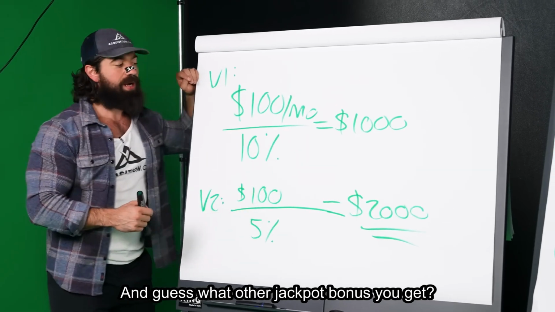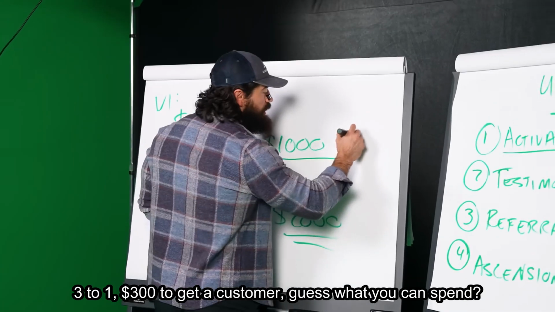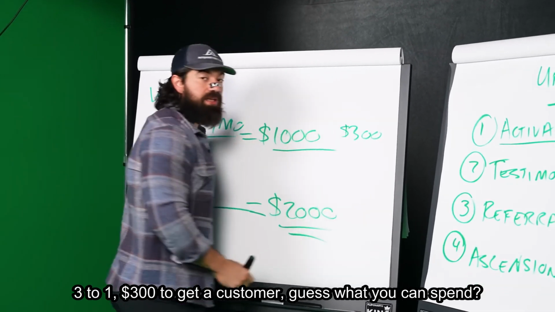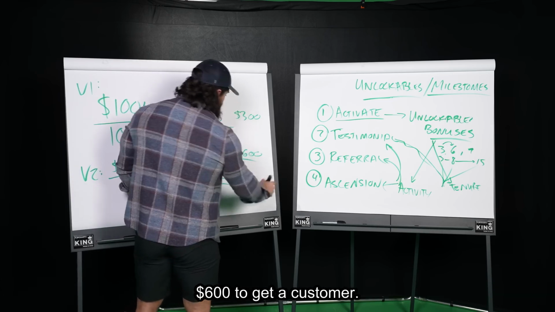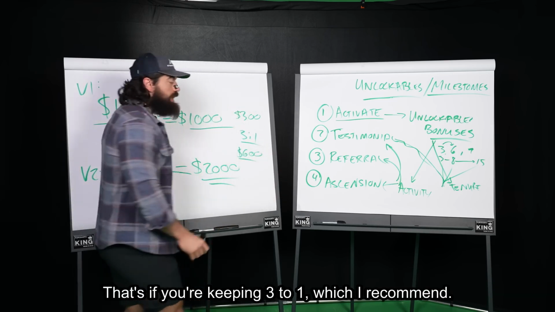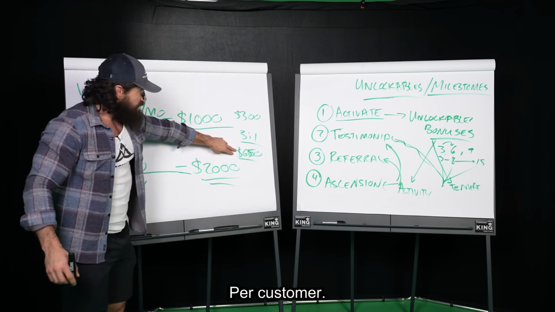And guess what other jackpot bonus you get? If everyone else can only spend, let's say if they're doing 3 to 1, $300 to get a customer, guess what you can spend? $600 to get a customer. That's if you're keeping 3 to 1, which I recommend. All right, so you can get whatever, $650. You get the point. All right, per customer.